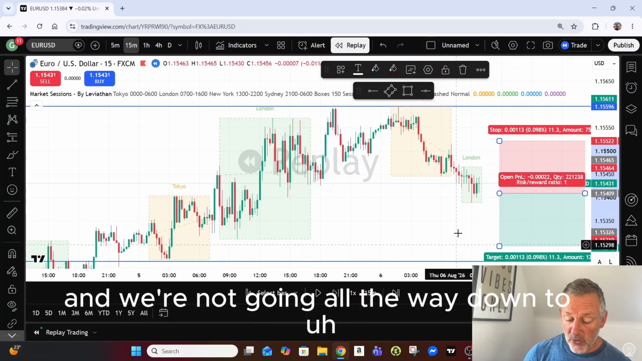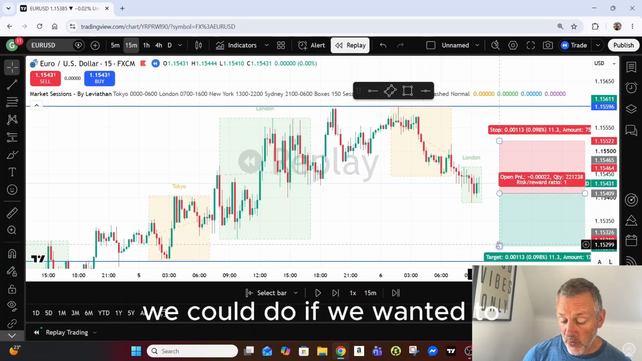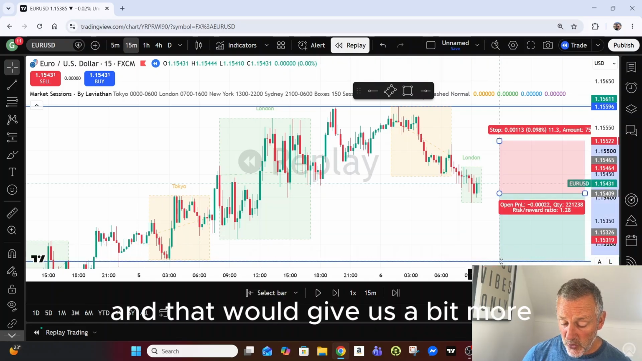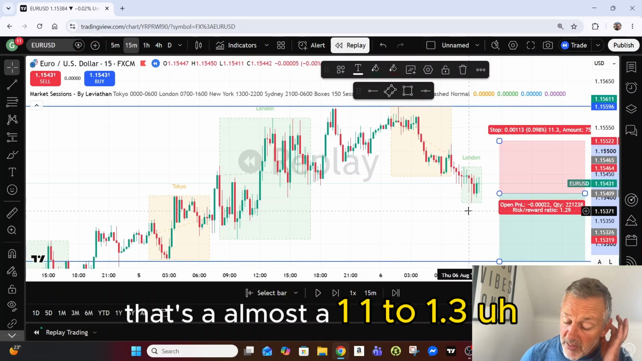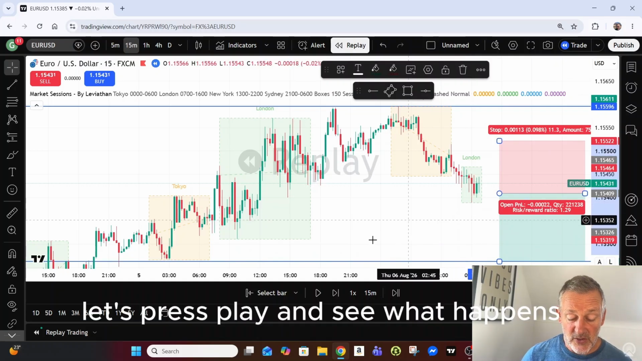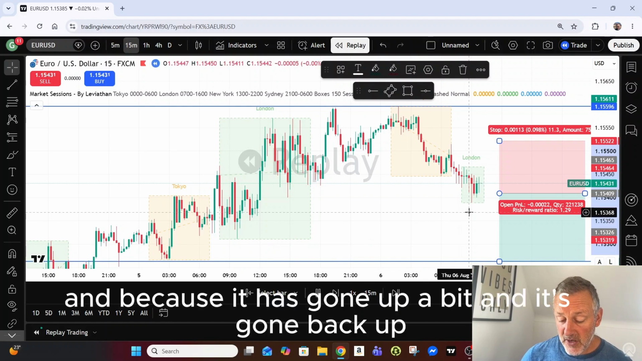And we're not going all the way down to the previous daily low with this. However, we could do if we wanted to, and that would give us a bit more. But let's have a look at what would happen. That's almost a 1 to 1.3, which is not too bad at all. Let's press play and see what happens, because it has gone up a bit.